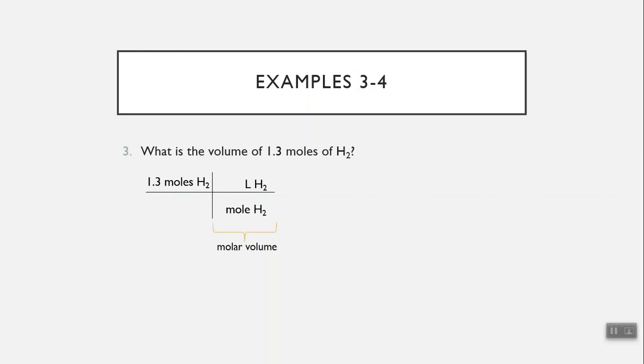So what is the molar volume that we just discussed? 1 mole is equal to 22.4 liters. So again, where you see mole, you're going to write 1. Where you see liters, you're going to write 22.4, and your setup should look like that. Okay? Your like units cancel out, so in this case, we're just multiplying, and we get a total of 29 liters of hydrogen. Go ahead and try number 4 on your own.